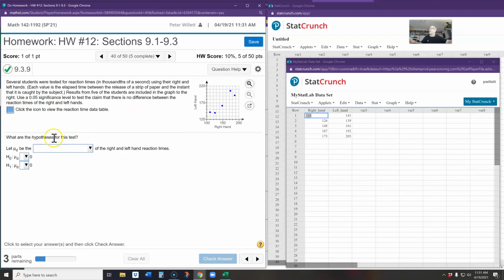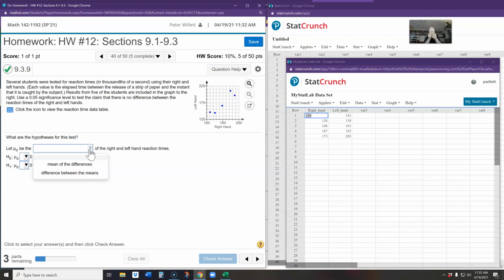It says, what are the hypotheses for this test? So the symbol we use when the population values are paired together is mu sub d, because we're taking the mean value of the differences of the pairs versus getting the mean of each sample and then taking the difference of the means. So they ask us to choose which of those is going on here. Is it the mean of the differences or the difference between the means?